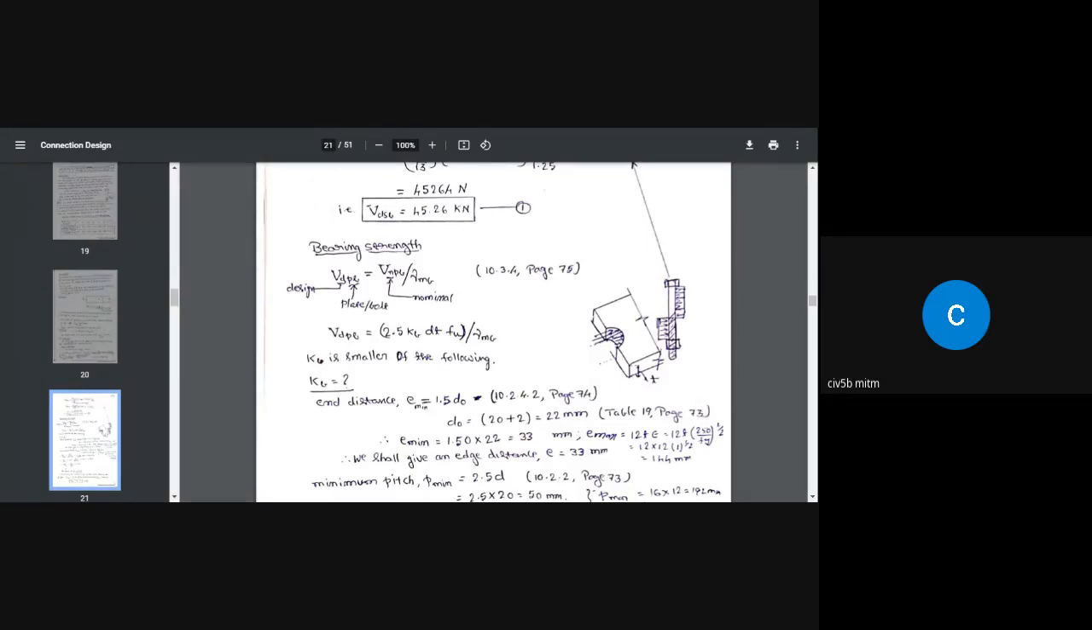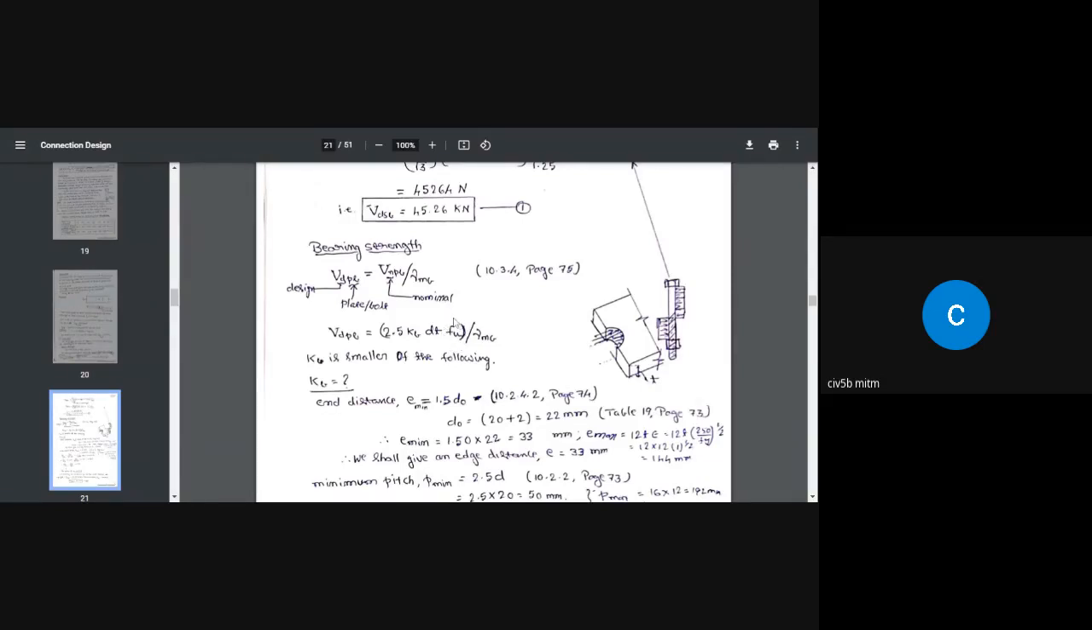Next, we need to find out what is VDPB. To find out VDPB, we need to find out what is VNPB. So VNPB equal to 2.5 kb d t Fu. In this case, kb we need to find out. d is the diameter of the bolt. t is the thickness of the plate.